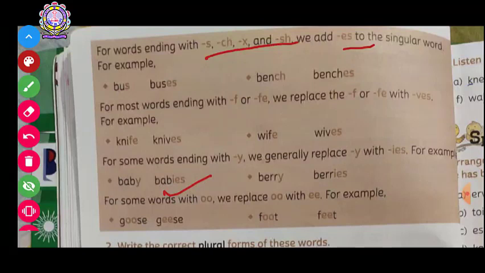And when the words end with f or fe, then we have to replace this f or fe with ves. Alright, now the third rule is when a word ends with y, so we have to replace this y with ies. Alright, next, what is it saying? Next is saying for some words with double o, we replace double o with double e.